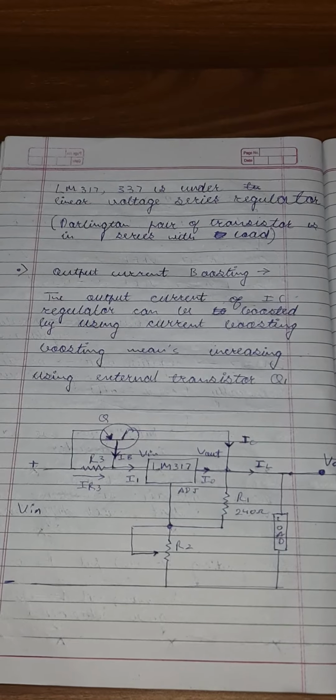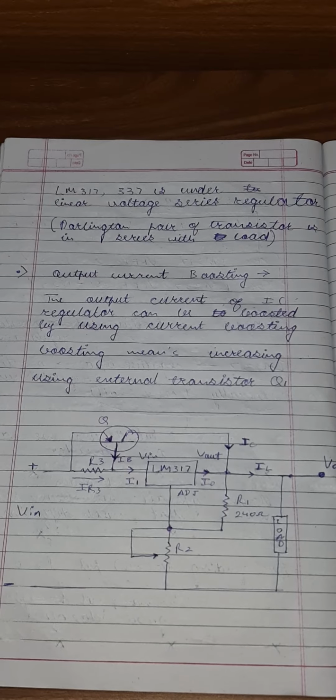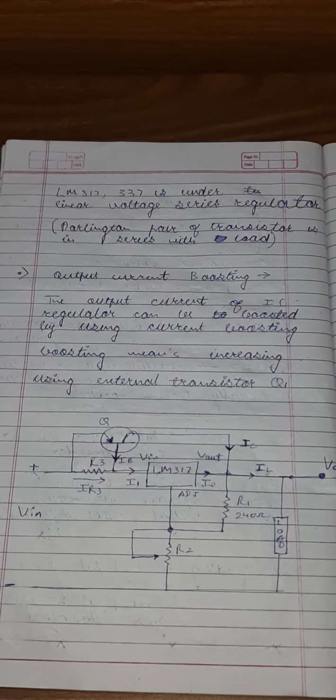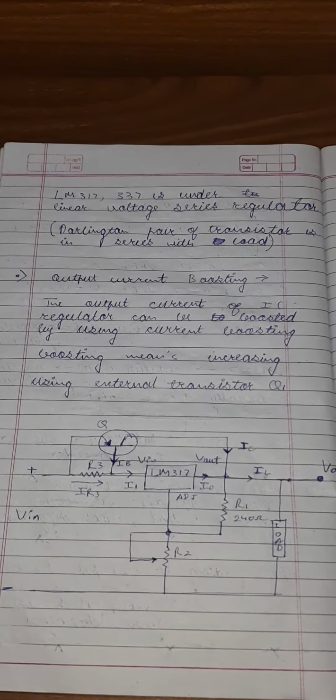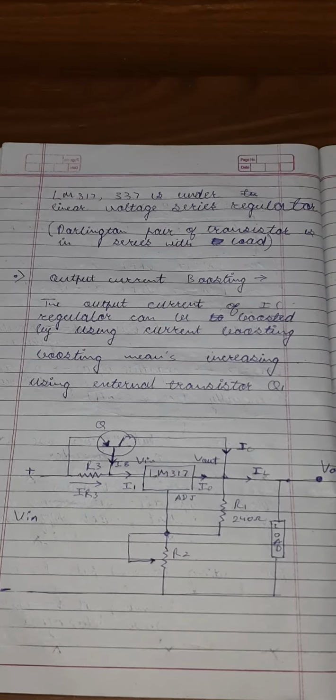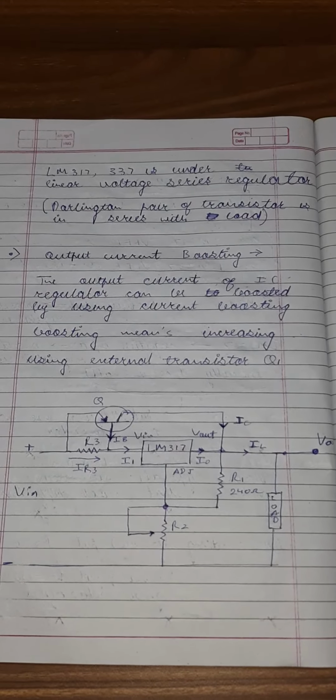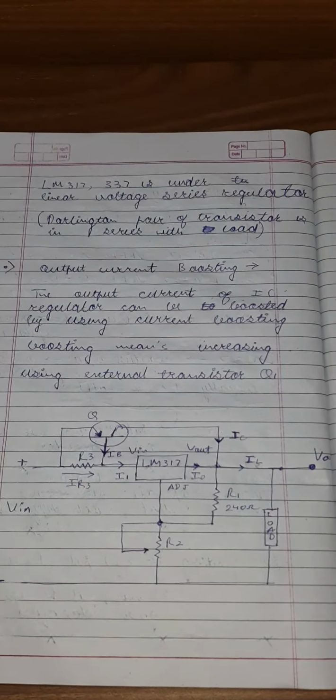The output current of an IC regulator can be boosted by using a current booster. Boosting means increasing, using an external transistor Q1. Here is the diagram at the bottom. You can take the screenshot for your further reference.